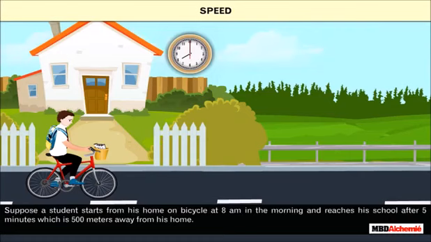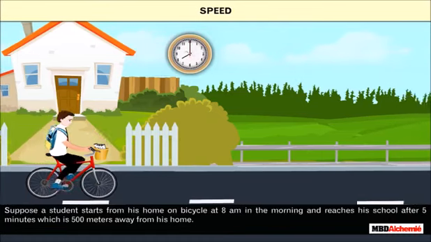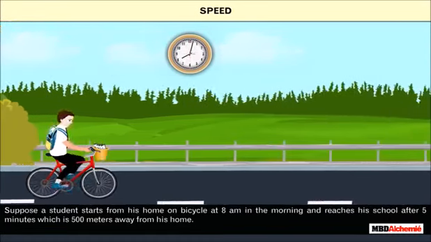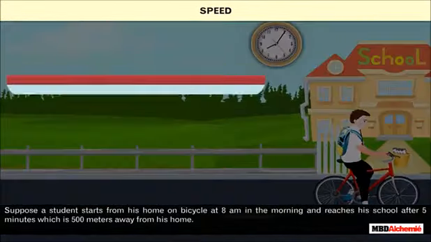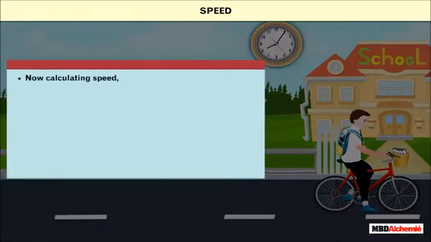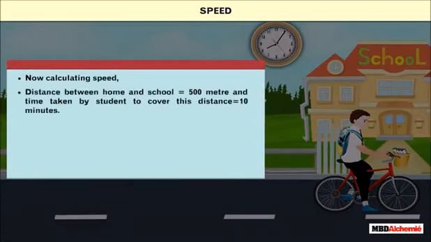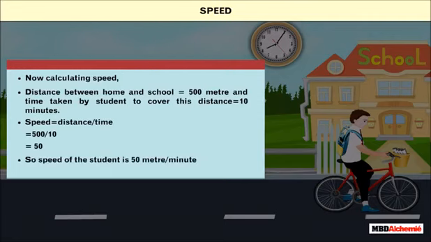Suppose a student starts from his home on bicycle at 8 a.m. in the morning and reaches his school after 5 minutes, which is 500 meters away from his home. Now calculating speed, distance between home and school is equal to 500 meter and time taken by the student to cover this distance is equal to 10 minutes. Now putting these values, speed is equal to distance upon time, which is equal to 500 upon 10, which is equal to 50. So the speed of the student is 50 meter per minute.